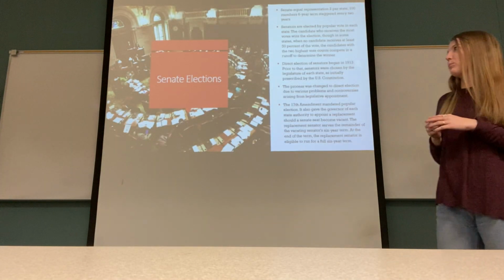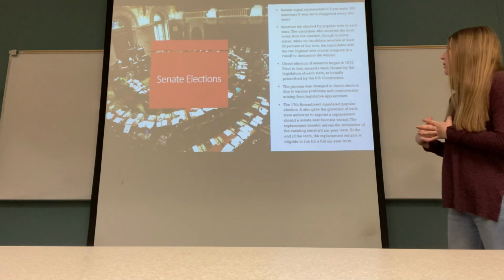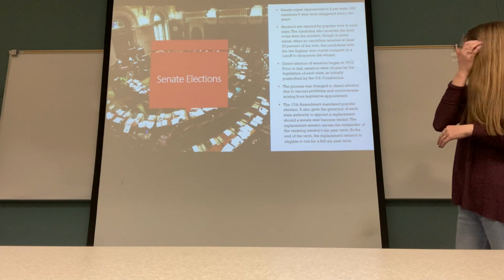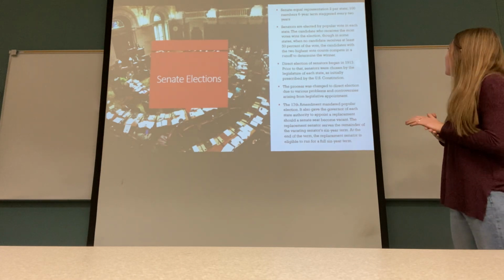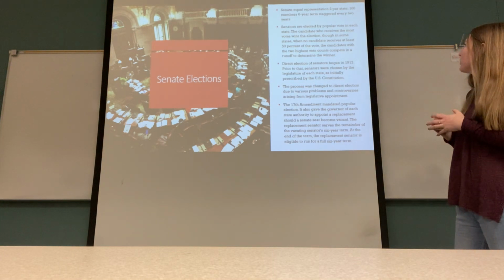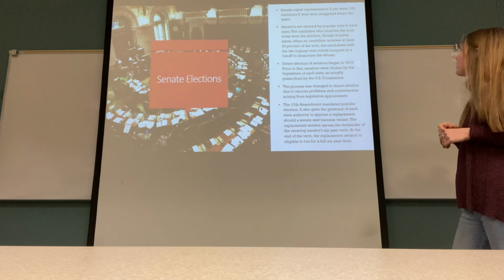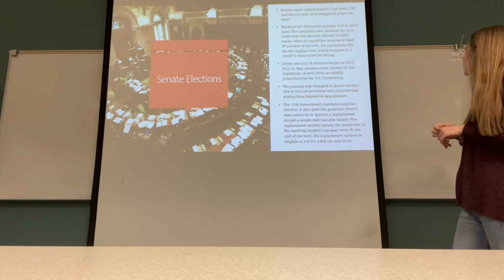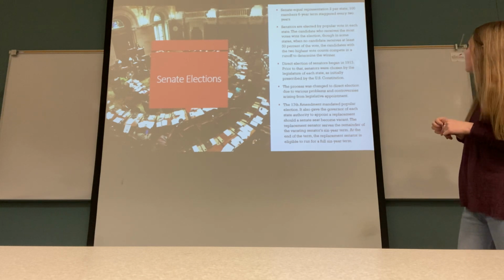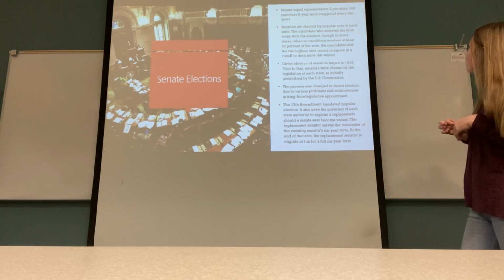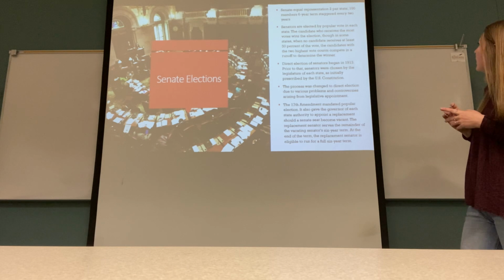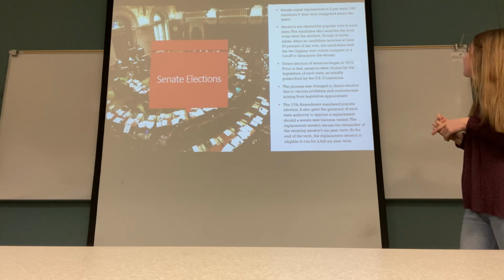So also the other part of Congress is the Senate. So I'll go over the Senate elections. The Senate has equal representation, so they have 2 per state, meaning that for the 50 states there are 100 members. They serve 6-year terms, which are staggered every 2 years. The senators are elected by popular vote in each state. The candidate who receives the most votes wins the election, though in some states, when no candidate receives at least 50% of the vote, the candidates with the 2 highest vote counts compete in a runoff to determine the winner.